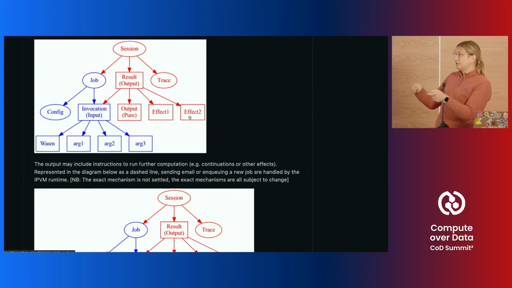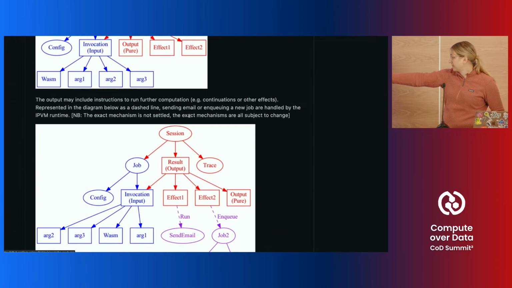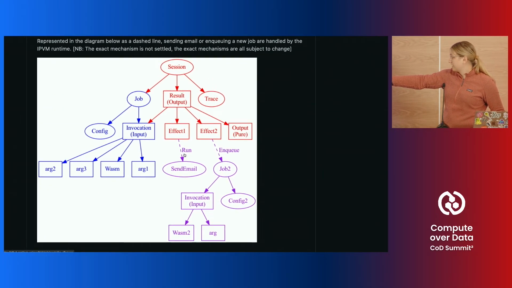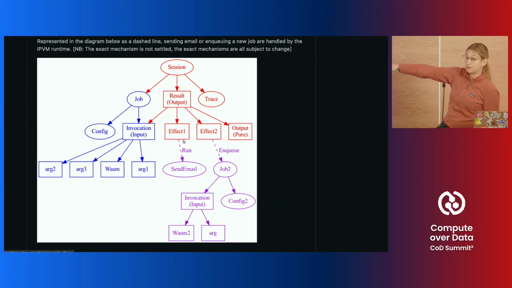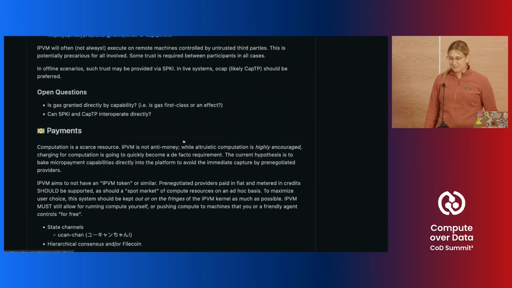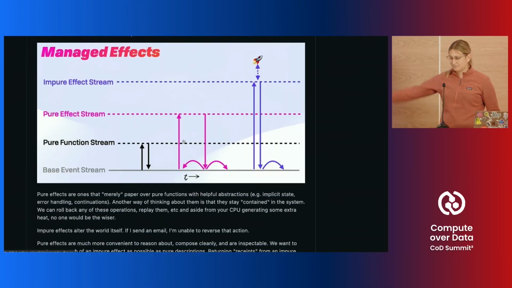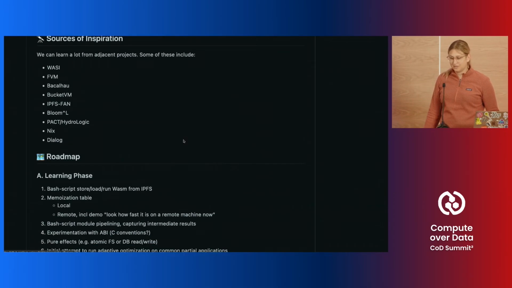But in the general case, you also want to be able to choose run this or not, depending on the inputs I got. So we also need an effect that is, hey, on cue this other graph to call as well. The runtime, so there's a separation here, which is why this is a dotted line. The runtime sees that and then goes and does other things. Send an email, create a new job, etc. There's a whole bunch more writing in here about payment, and you saw the managed effects stuff and whatnot.